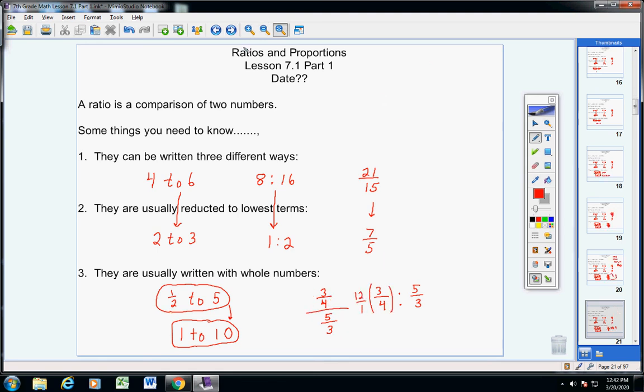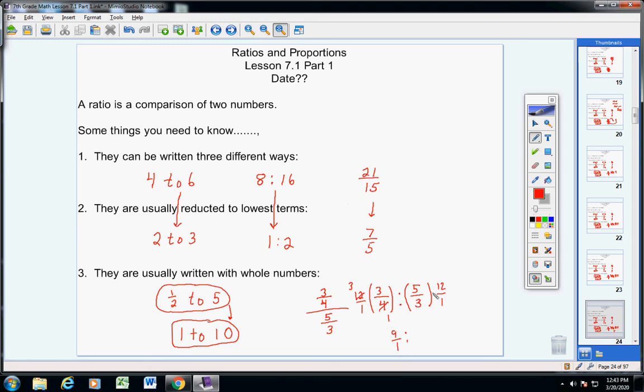Okay, so I multiply this side here by 12, but you guys know if I multiply one side by 12, I have to multiply the other side of the ratio by 12 too. Now watch how the 4 and 12 cancel. My 4 goes into 12 3 times. 3 times 3 is 9. 1 times 1 is 1. So I have 9 over 1.